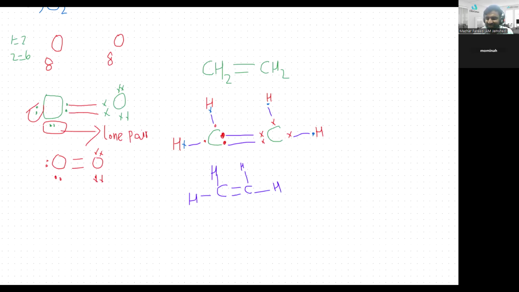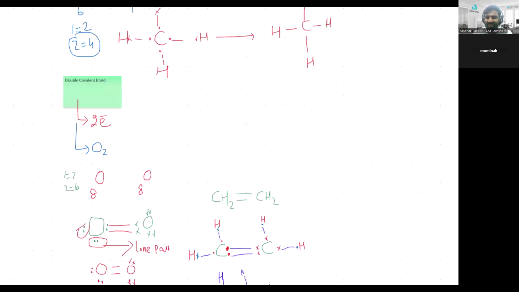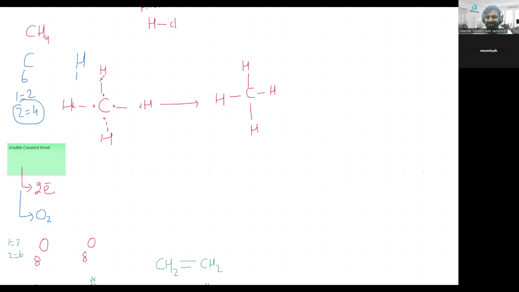If I ask you how many double covalent bonds are present in the ethene? How many double covalent bonds are present in the ethene? One. Good. So such type of question can come in your exam. If I ask you how many covalent bonds are present in the methane CH4? Four. So it means that it is easy to count these bonds.